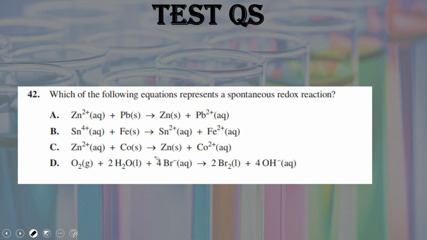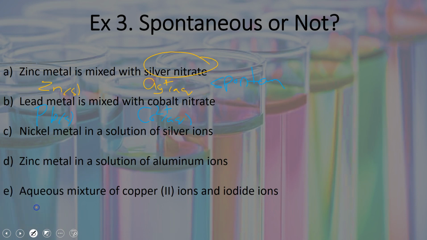Okay, so we just said this here was a non-spontaneous reaction. So I want you to take a few minutes here and figure out, is C, D, E spontaneous or non-spontaneous? Okay, so nickel metal in a solution of silver ion. So you guys went to the, consulted your charts. What do you figure? Spontaneous or non-spontaneous? Spontaneous. Yep. Zinc metal and aluminum ions. Non. And copper 2 and iodine. Perfect. Everybody got the same thing?